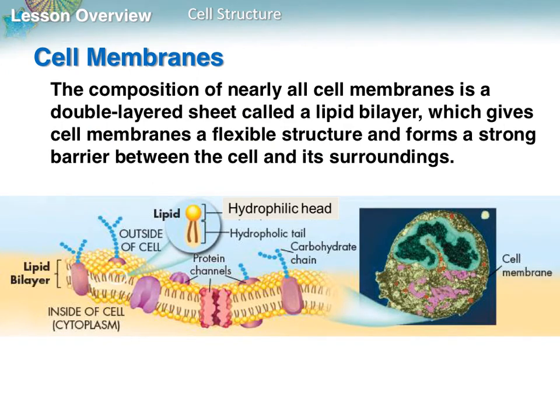All cell membranes have the same basic structure. The membrane is a double-layered sheet called a lipid bilayer. So it's two layers of lipids, and it gives them a flexible structure and makes a very strong barrier between the cell and its surroundings. So the lipids are right here, and there's two parts to the lipid. There's a hydrophilic head. Hydrophilic meaning water-loving, hydrophobic meaning water-fearing.